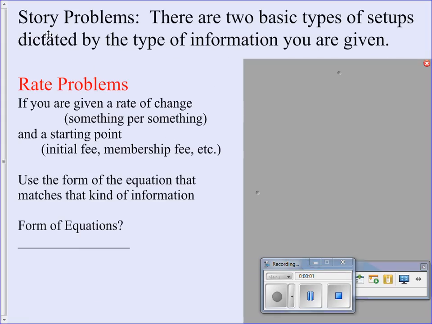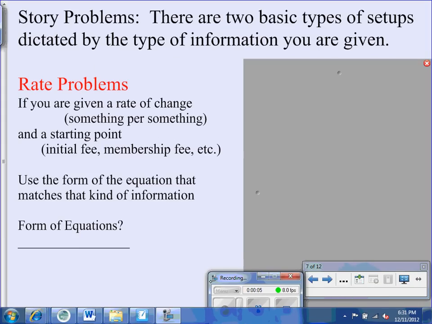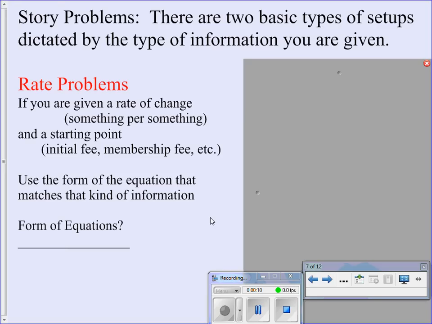Okay, these are the story problems for 7-1, and I know I'm going to have to go through them pretty quickly, but know that the story problems will be pretty similar every time if you start recognizing that pattern. There's going to be two different kinds of story problem. One's going to be a rate problem because it's going to give you a rate, aka slope. It's also going to give you an initial starting point, aka b, or the y-intercept.